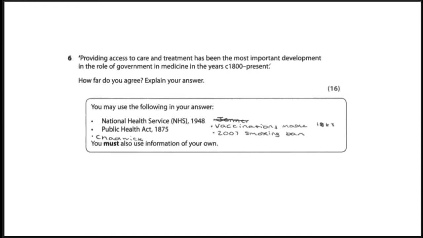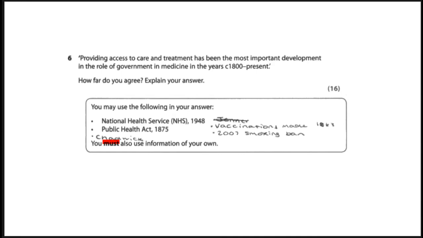And you can see the person who wrote this answer has added some bullet points of their own. That's a really good technique for starting to think about planning out your answer. Let's think about how we decode this question and what it's asking us to do. All 16-mark questions, whether on the medicine paper or the Elizabeth paper, will have a quote, an assertion in inverted commas, then a how far do you agree, explain your answer, and a little box to help you. But importantly, it says at the bottom of the box that you must also include information of your own.